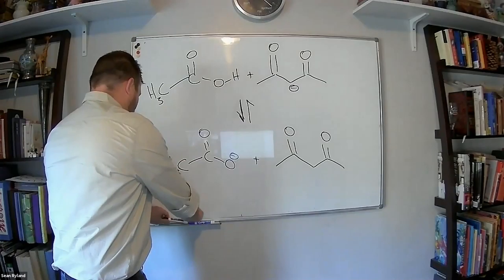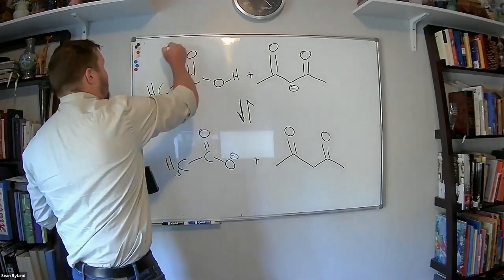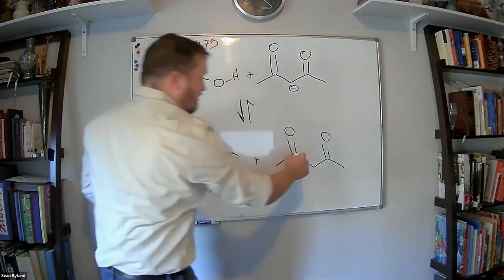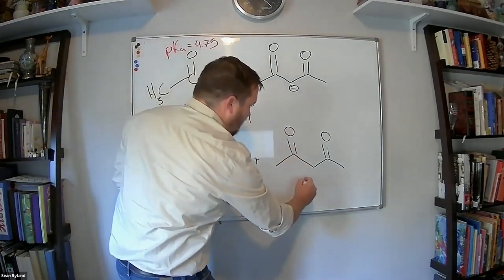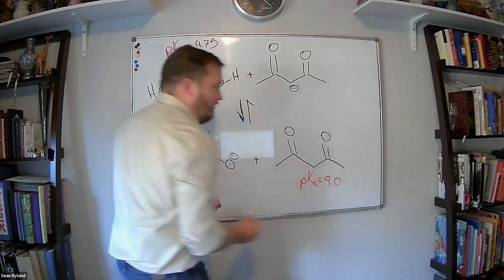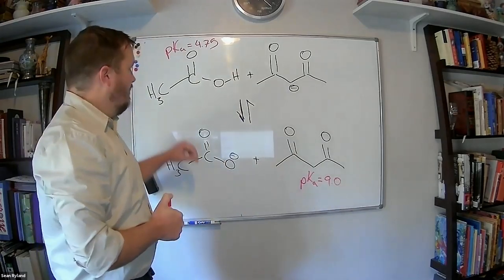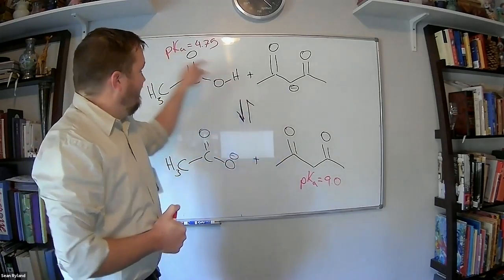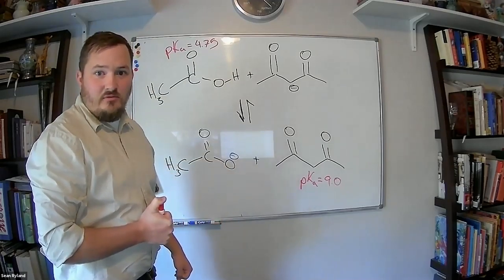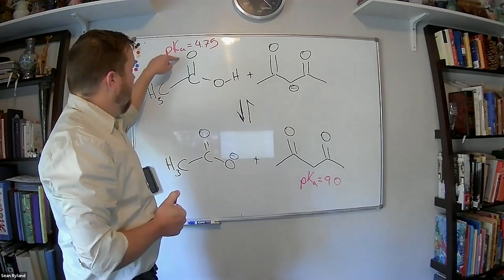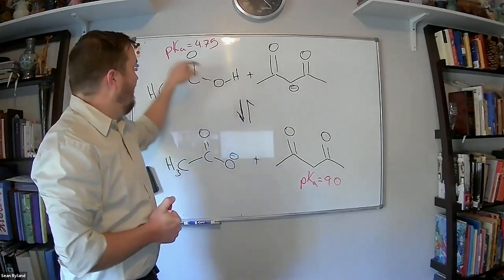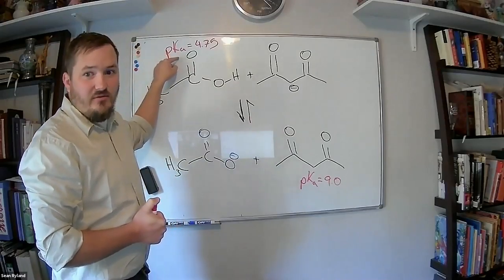So for acetic acid, pKa was 4.75. For this diketone here, our pKa from this chart was 9.0. If we look at which of these is going to be more acidic, it's the one with the lower pKa value. So acetic acid is going to be a better acid than this diketone because it's got the lower pKa value.